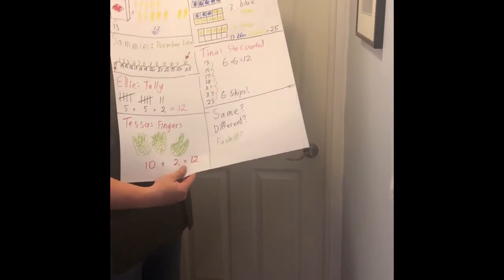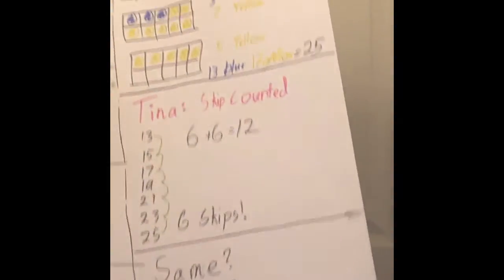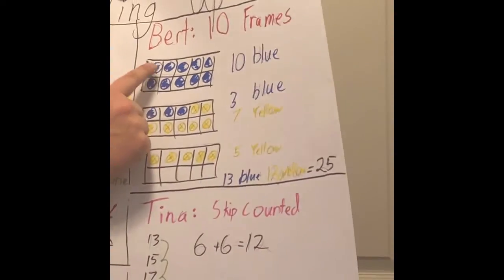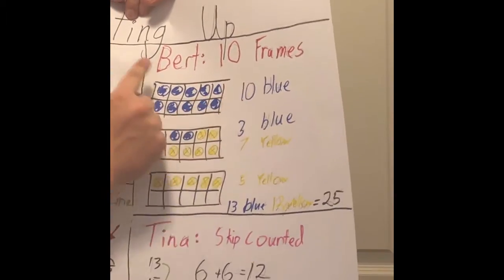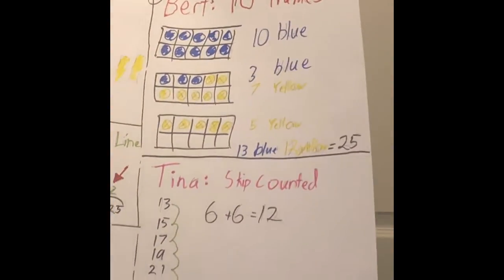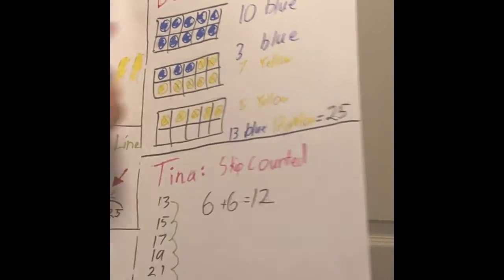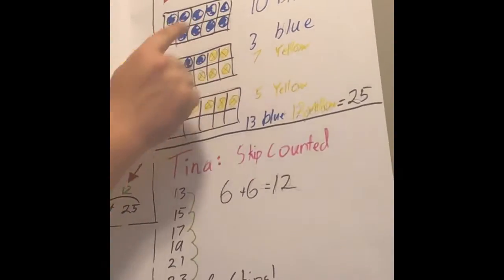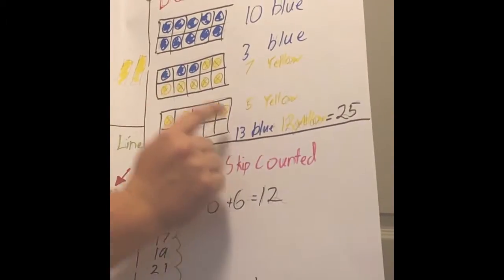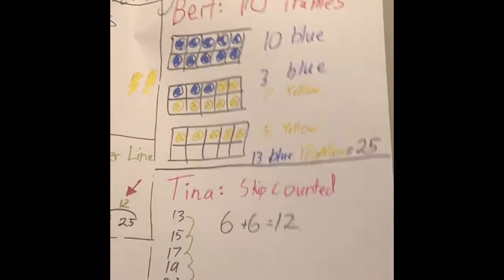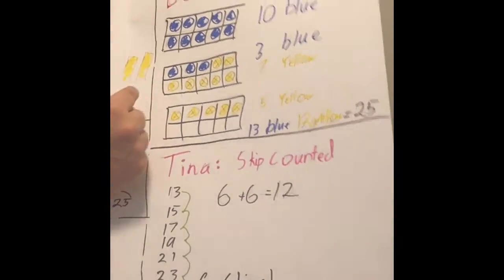Bert used 10 frames. Bert put 13 chips down to represent how many minnow already ate. So 10 plus 3 equals 13. And then he counted out how many more it would take to get to 25.